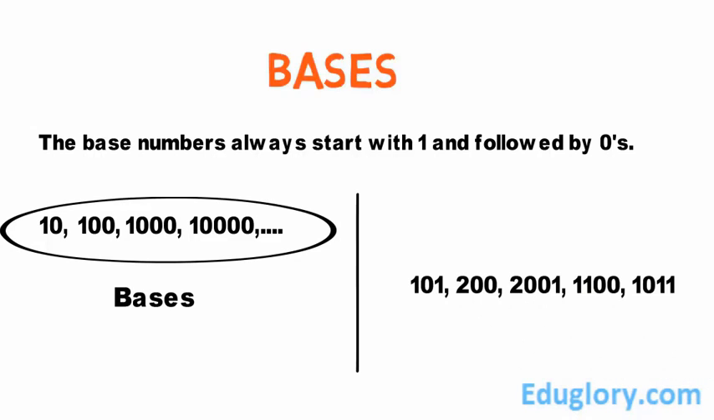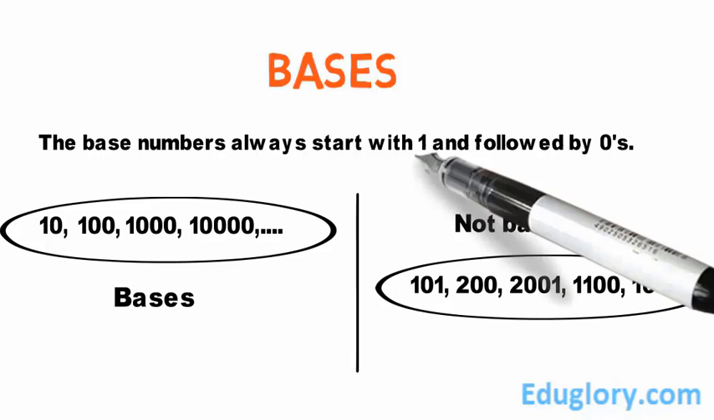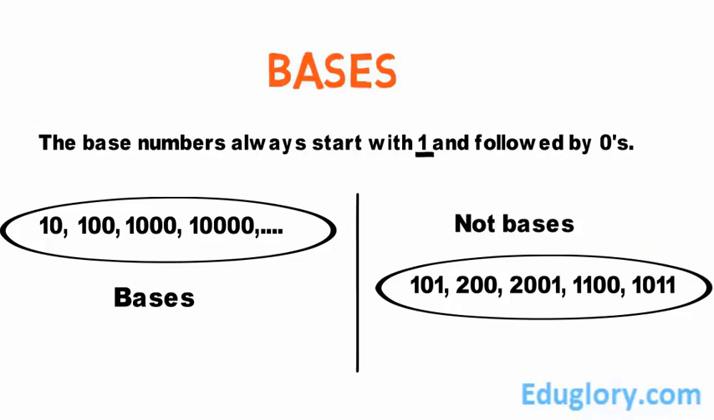But if you notice these numbers, you will come to know that they are not bases because the base numbers don't have any other digit at the starting except 1 and are followed by only zeros.